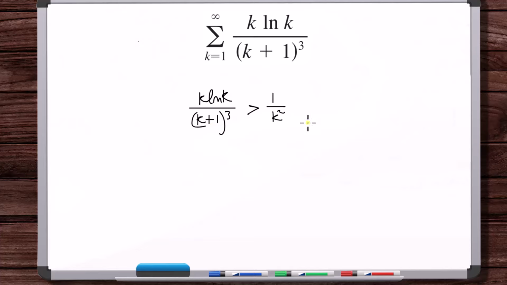Let's see if we can get a comparison test to finally work for once. No, it's not going to work, because this is convergent, and this is always less than this. So it doesn't tell us anything. If it was the other way around, then it would work. We haven't had one comparison test work yet.